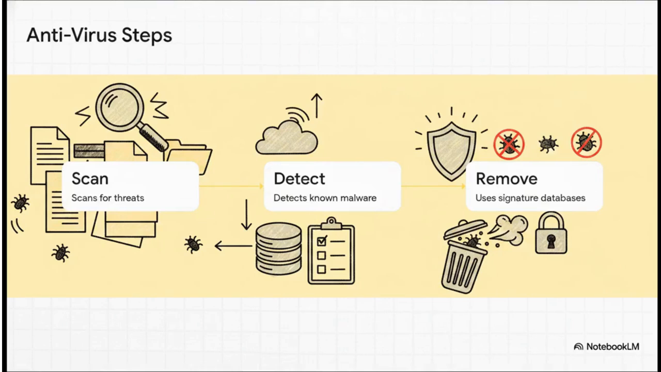Now, the big question, how do we actually fight back? With an antivirus, of course. But examiners want to know the exact technical process. The primary functions of an antivirus are threefold. Number 1, scan. Number 2, detect. And number 3, remove. But here is the most important part. How does it actually know what to remove? Well, it uses updated signature databases.